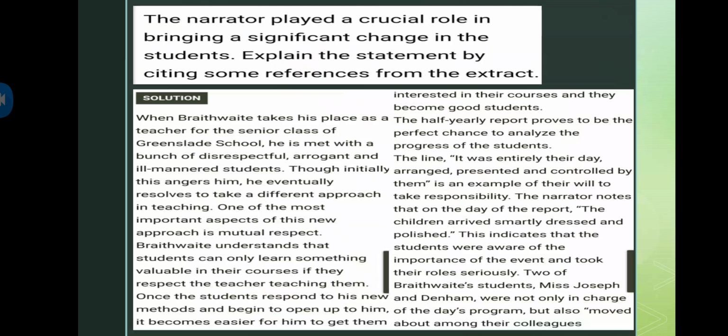The narrator played a crucial role in bringing a significant change in the students' lives. Explain the statement by citing some references from the extract. As we discussed in the previous lecture, the narrator played a very important role in the students' lives, bringing positive changes in them. We have already seen how they were troublemaker students, but then changed in a positive way. That's the effect of the narrator, and that's what we are going to see. We have to give the reference of the extract.